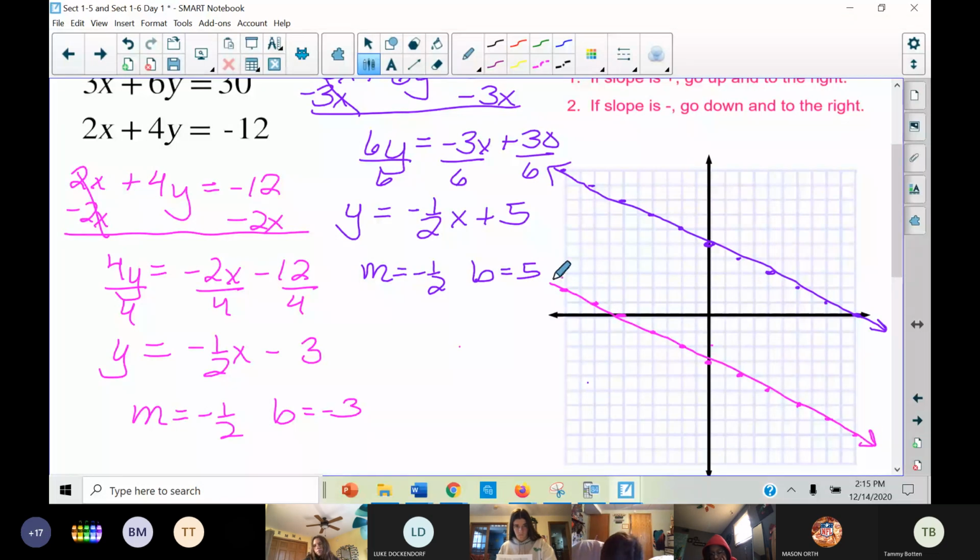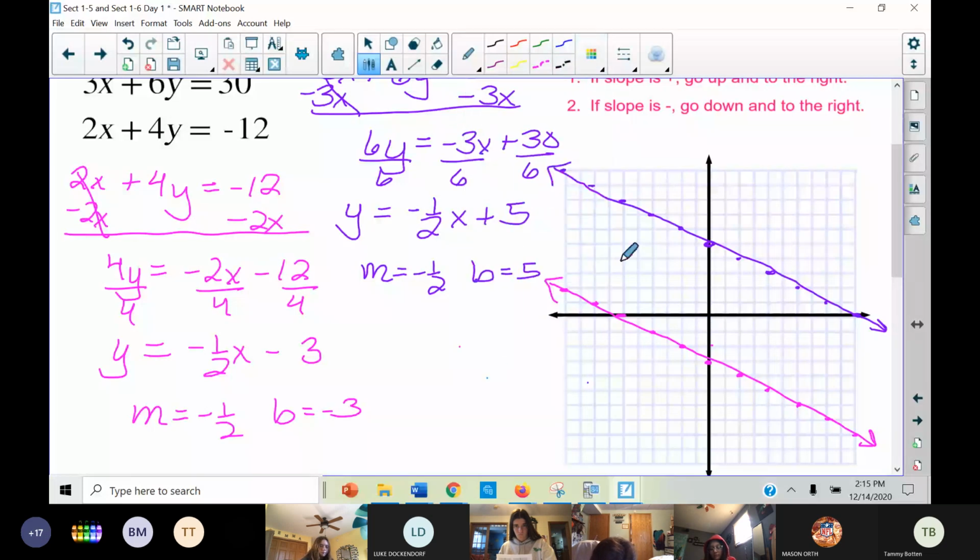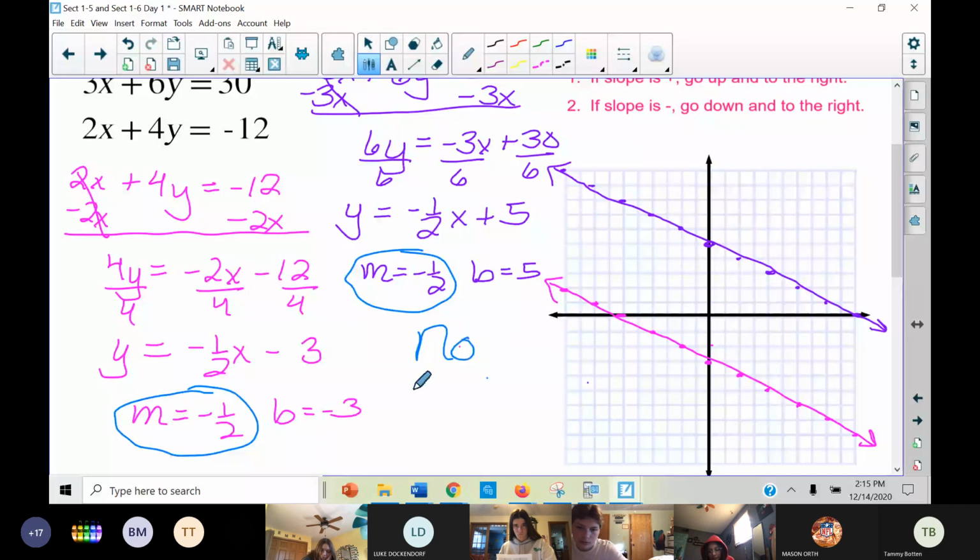Now, if you notice on this graph, these two never intersect, and they look like they're parallel. And if you remember what it means for two lines to be parallel, they're going to have the same slope. And these two do have the same slope. So these are parallel lines. And whenever you have that, it is no solution.